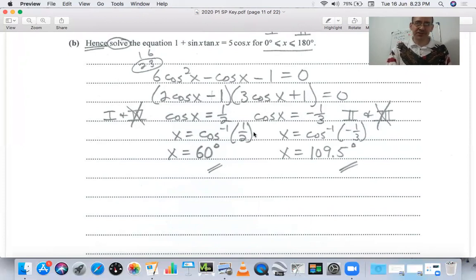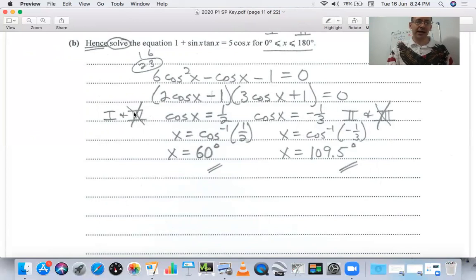Cosine is positive. This is where you do your quadrants. Whenever you do the inverse trig function is where we do our quadrants. So this is where you do your all students take calculus. Cosine is positive in the first and fourth quadrant. And over here on this one, when you do the inverse cosine, this one's negative. So cosine is negative in the second and third quadrant.